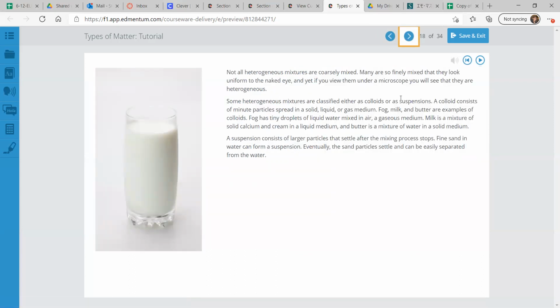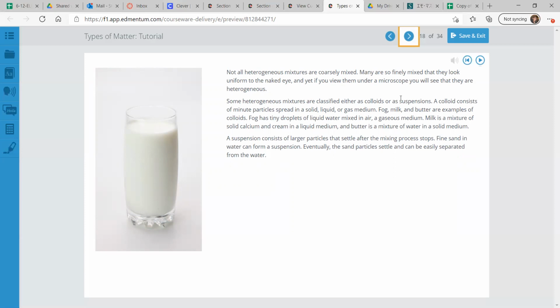But there are heterogeneous mixtures called colloids or suspensions. A colloid consists of minute particles. Minute means really tiny, spread in a solid, liquid, or gas medium. So fog, milk, and butter are examples of colloids. Fog has tiny droplets of liquid water mixed in air, a gaseous medium. Milk is a mixture of solid calcium and cream in a liquid medium. Butter is a mixture of water in a solid medium.